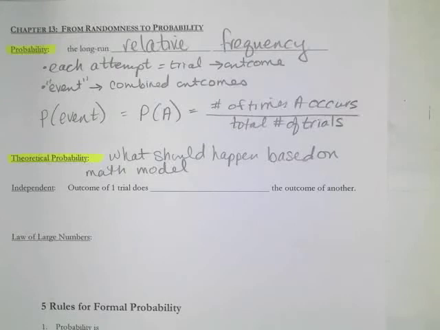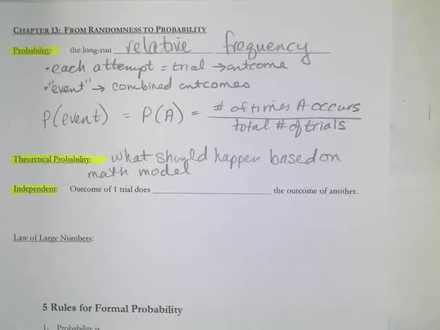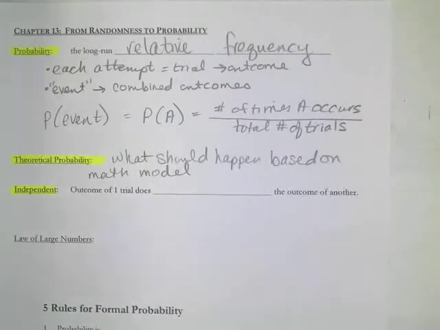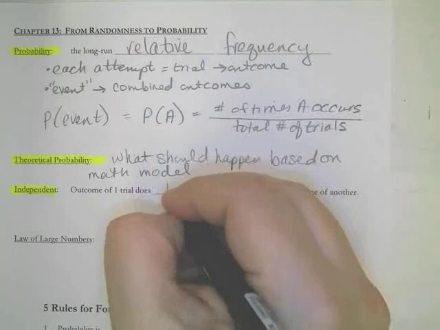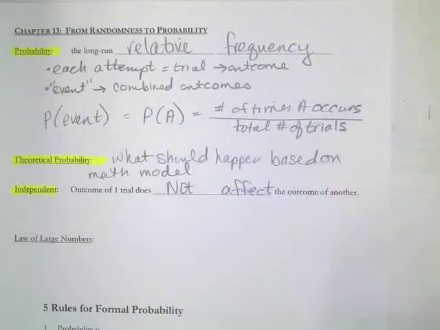Okay? Another word you need to be familiar with is independent. Things are independent if the outcome of one trial does not affect the outcome of another. Okay. So an example would be if I'm pulling marbles out of a bag to see the color. It's independent if I put the marble back in the bag. But if I hold on to that marble and give it to somebody else, then my probability is going to change because there's not as many marbles in the bag.